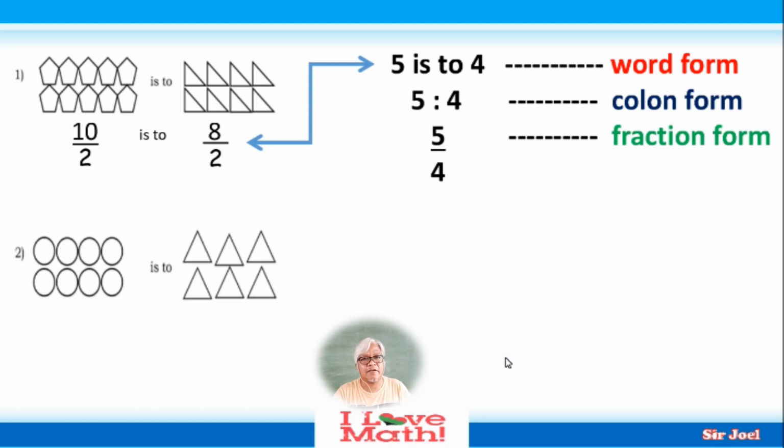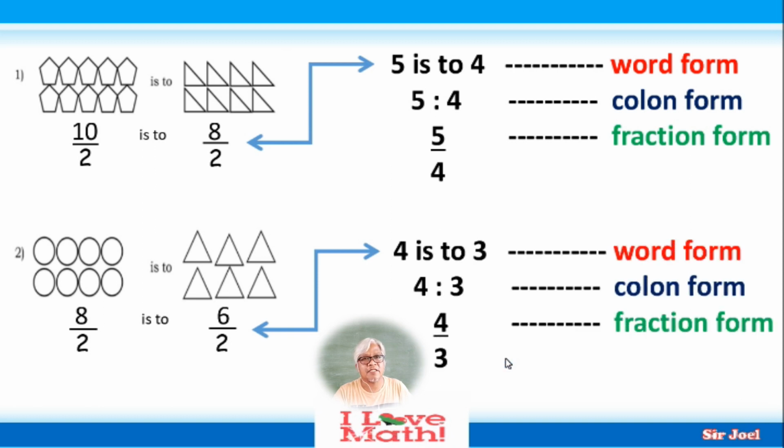If you look at the figures, we have 8 circles and 6 triangles. If you are going to observe 8 and 6, these two are what? Both divisible by 2. So instead of 8 is to 6, this will become what? 8 divided by 2 is 4 and 6 divided by 2 is 3. So our answer for this is 4 is to 3. That is for word form.